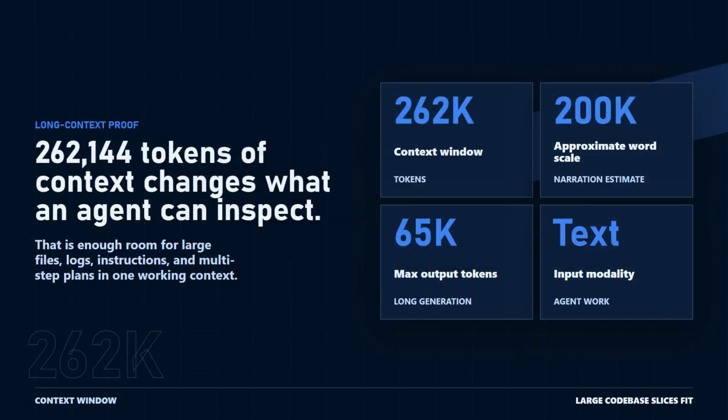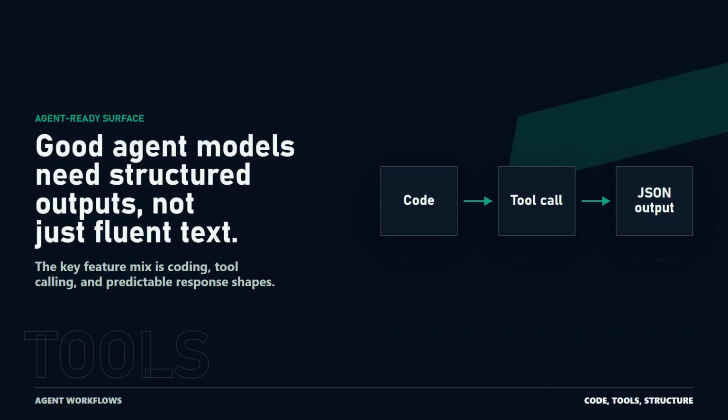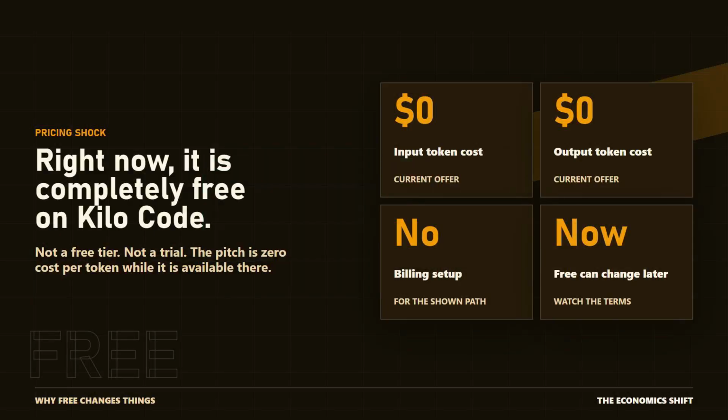The context window is 262,144 tokens. That's about 200,000 words, and it can output up to 65,536 tokens in one go. It's designed specifically for agent workflows, coding, tool calling, structured outputs. And right now, it's completely free on KiloCode, not free tier, not free trial, zero cost per token. That changes what you can afford to do.